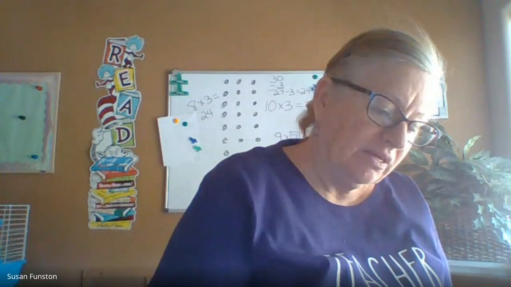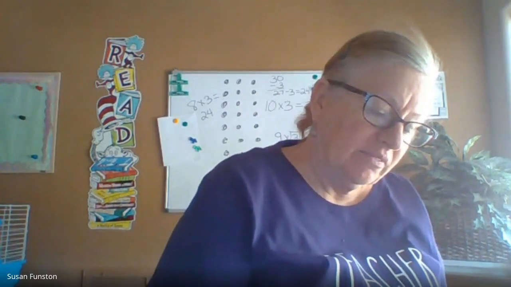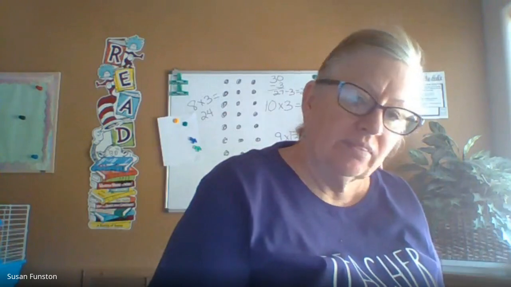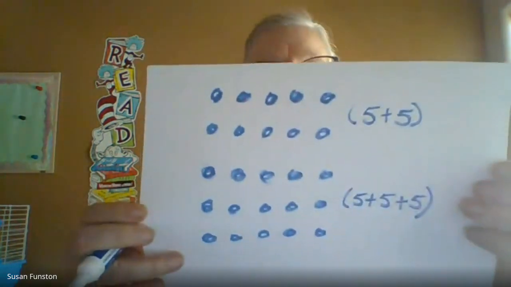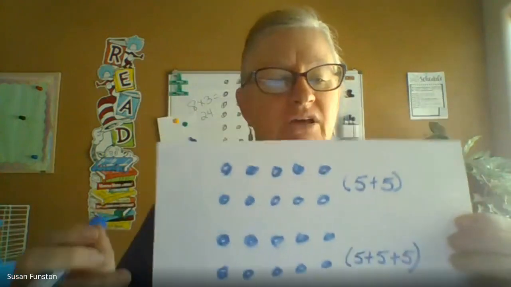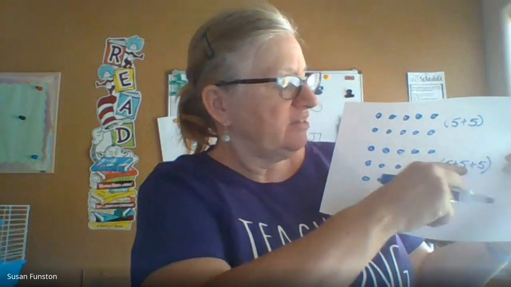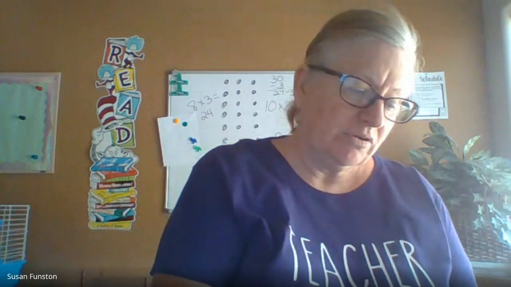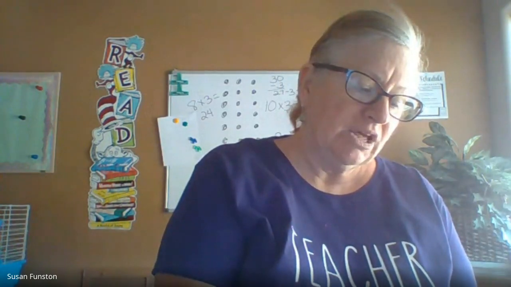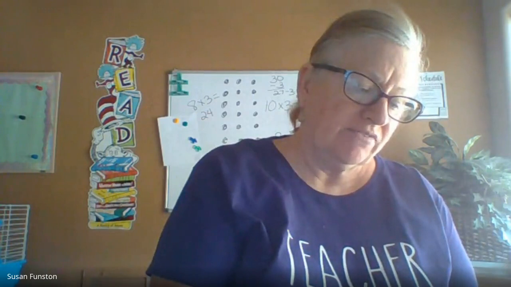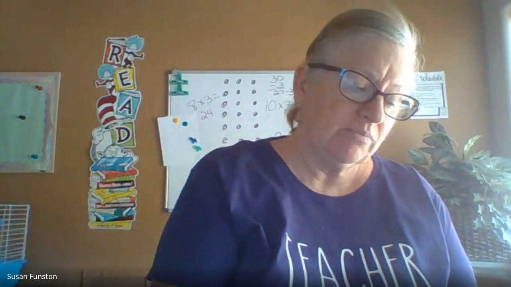Okay. And this row is showing me 5 plus 5 plus 5. So I can look at this and say, how many 5s do I have? Well, let's look. I have this 5, this 5, this 5, this 5, and this 5. So up here I have 2 5s. So I could say 2 times 5. Down here I have 3 5s, which is 3 times 5.